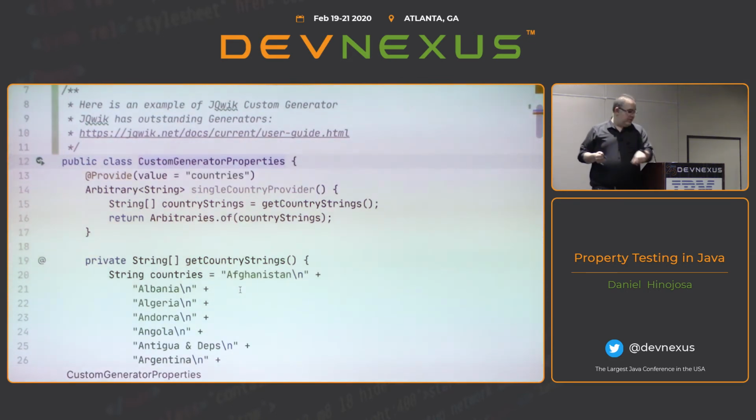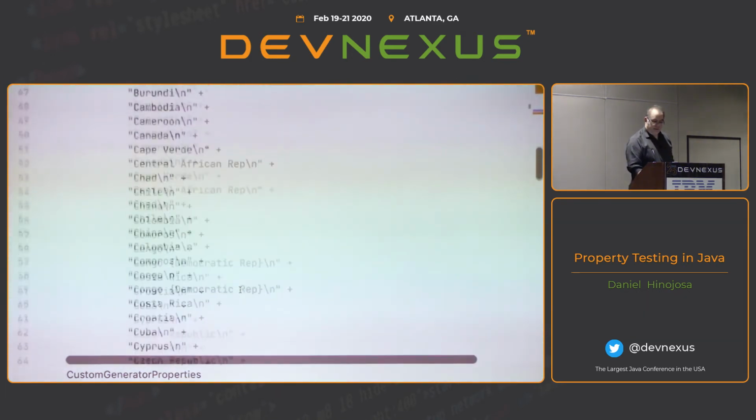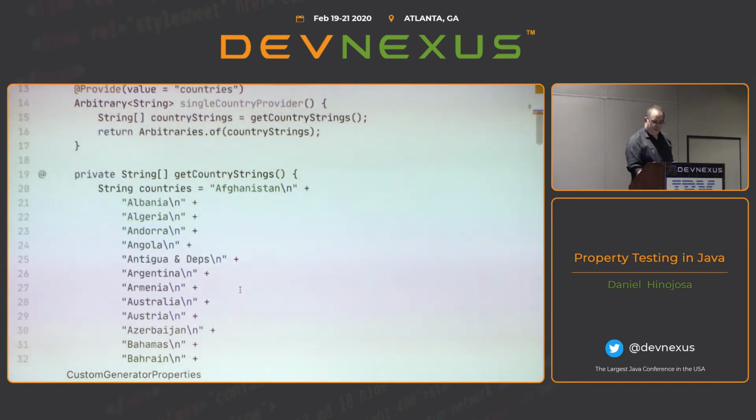So if I wanted to say, in this case here, this arbitrary is kind of unique. Let's say I have a list of countries that I want to use. So I'm going to bring in this string in here, do a split, convert it into an array, and what I could do is just say arbitraries dot of country strings, and now the values that I'm going to be using are not just any regular string, but an actual country from our world. So that's our arbitrary.